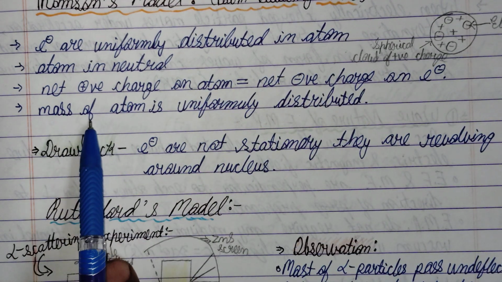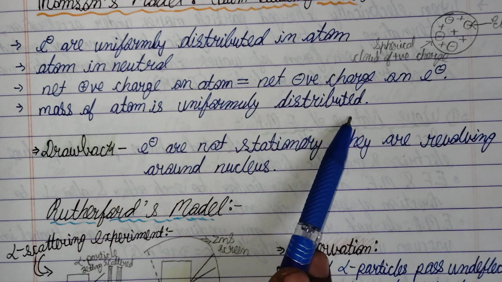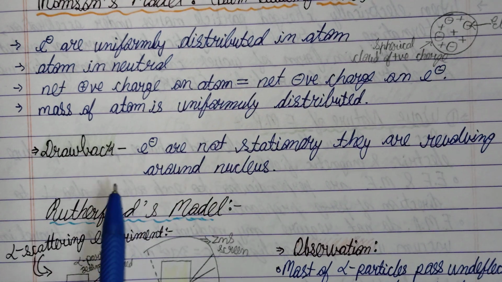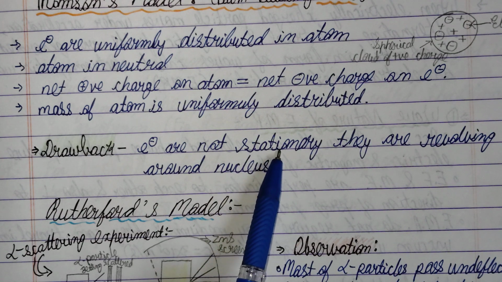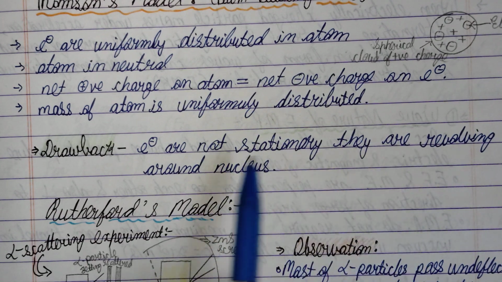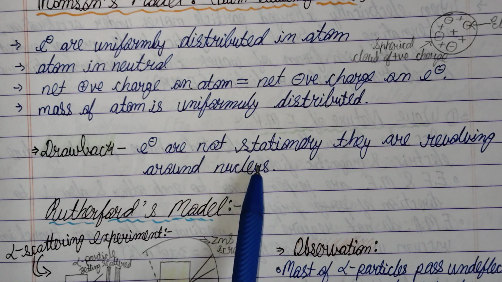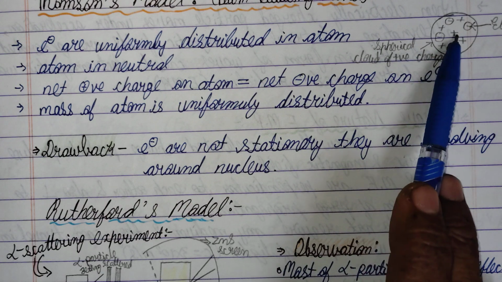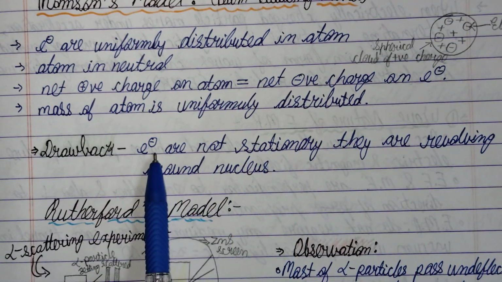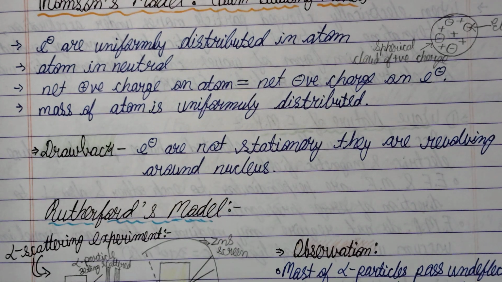The net positive charge on the atom is equal to the net negative charge on the electrons. Next, the mass of the atom is uniformly distributed. Now the drawback of this model: other scientists showed electrons are not stationary, they are revolving around the nucleus. What was the reason behind it? That was not explained by Thomson. In this plum pudding model, electrons are stationary.